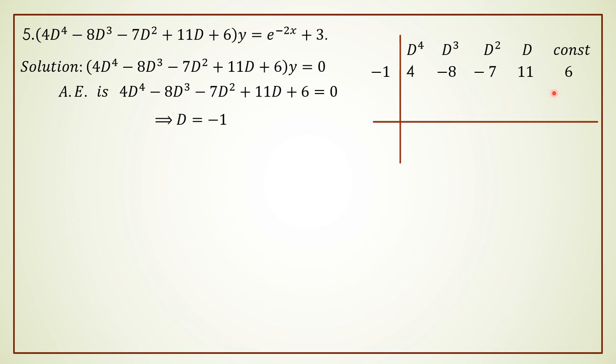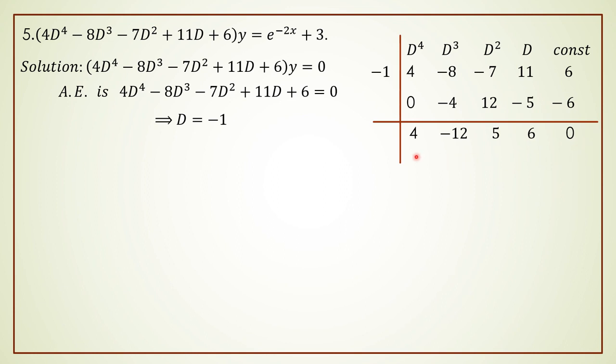So in the case of synthetic division method, immediately after the first term you have to write 0. 4 plus 0 that is 4, minus 1 into 4 that is minus 4, minus 8 minus 4 is minus 12, minus 1 into minus 12 that is 12, minus 7 plus 12 is 5, minus 1 into 5 that is minus 5, 11 minus 5 is 6, minus 1 into 6 that is minus 6, 6 minus 6 that is 0.